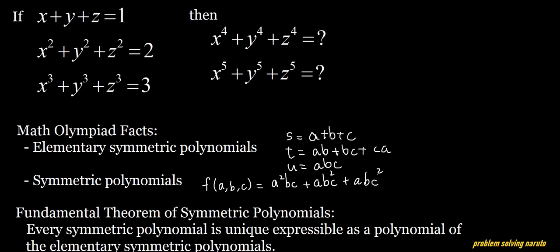So for example, for this one, if you just factor it, we get this, right? So you see, this would be a polynomial of S, T, U, which are the elementary symmetric polynomials. So this is a polynomial in the elementary symmetric polynomials, and this is unique.